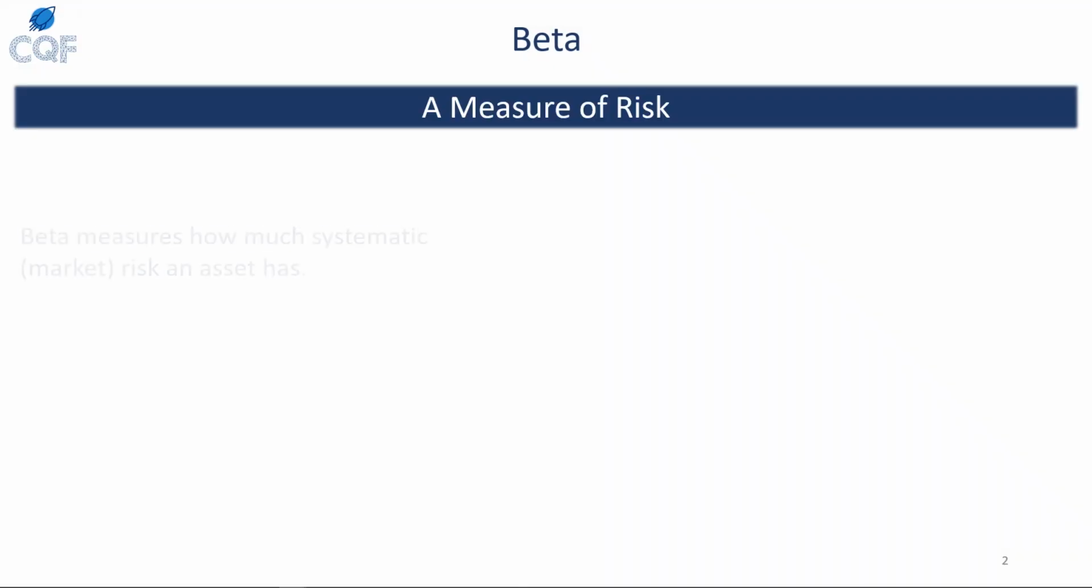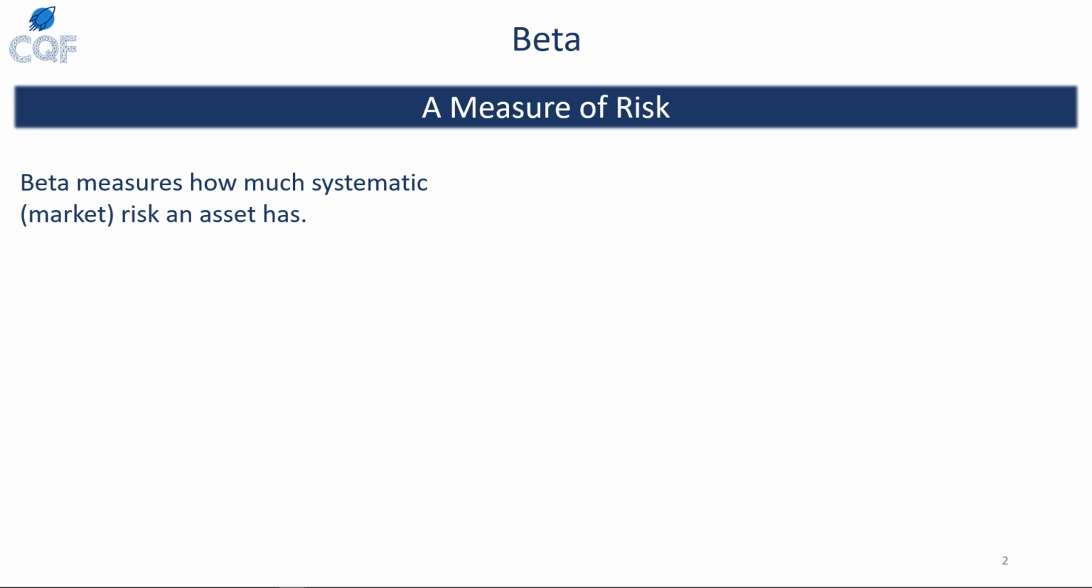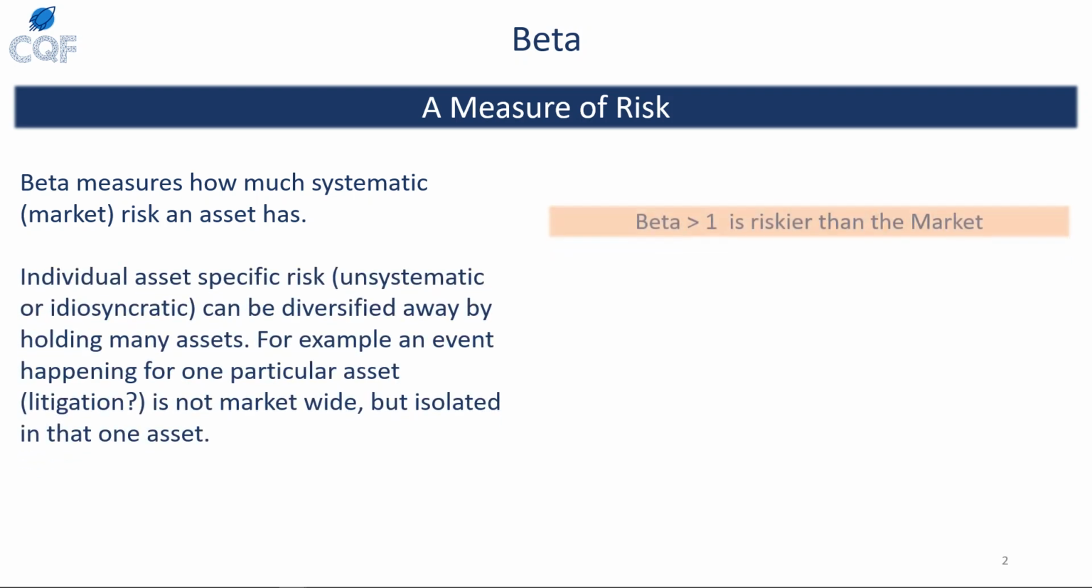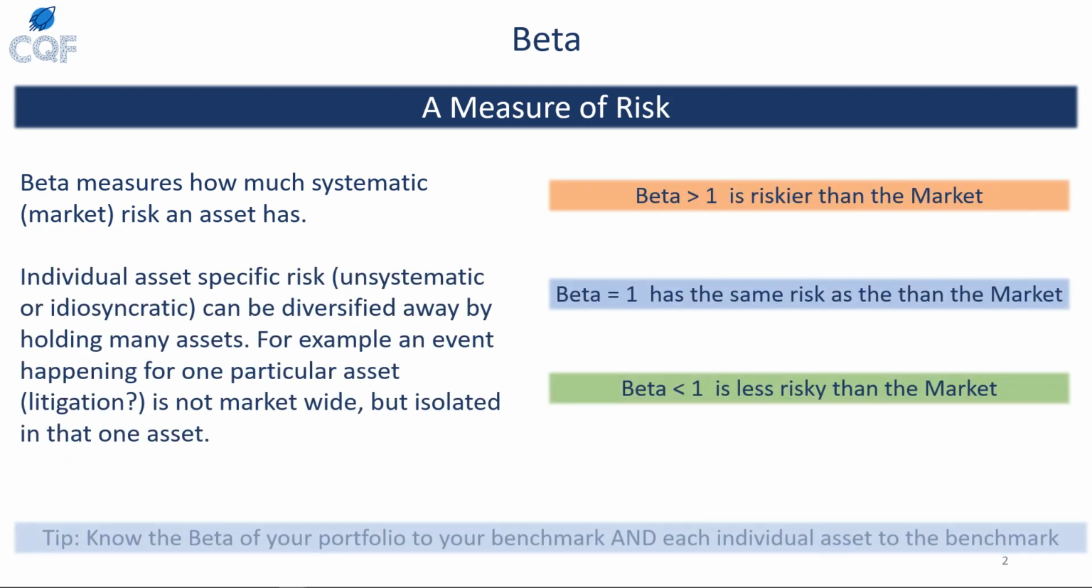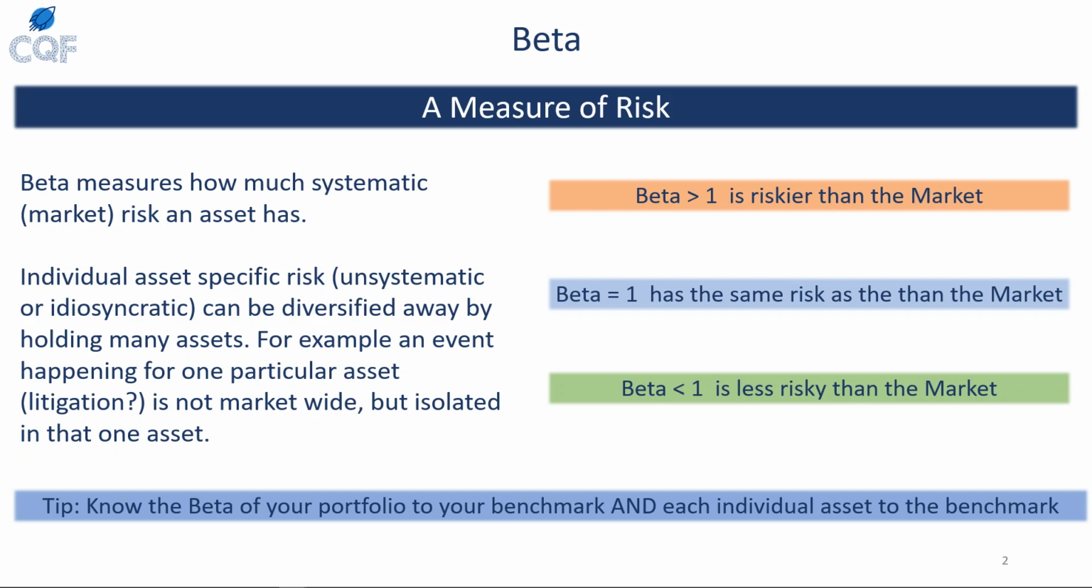So beta is a measure of risk. In particular, it is a measure of the systematic or market risk an asset has. What it does not measure is individual asset-specific risk, also called idiosyncratic or unsystematic risk. For example, if something in particular happens to one asset, like a major litigation event, or a CEO suddenly retires, that one event is very idiosyncratic and is not related to beta. Beta is how much market level risk you are taking.